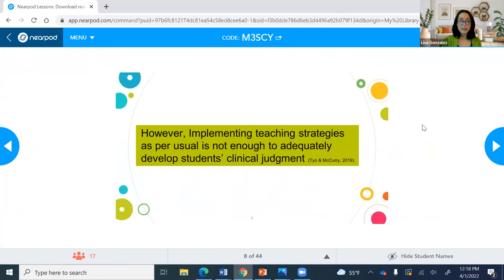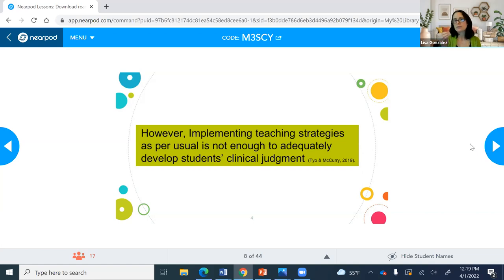So no matter what teaching strategies we're using, I just want to emphasize a literature review done by Tayo and McCurry in 2019. I have all the references towards the end too, so if you ever want to refer to any of them. They did a review of teaching and learning strategies, and they found that implementing them per usual is not enough to adequately develop students' clinical judgment. There were some key critical components that we had to consider and include for it to be more effective and geared towards clinical judgment.